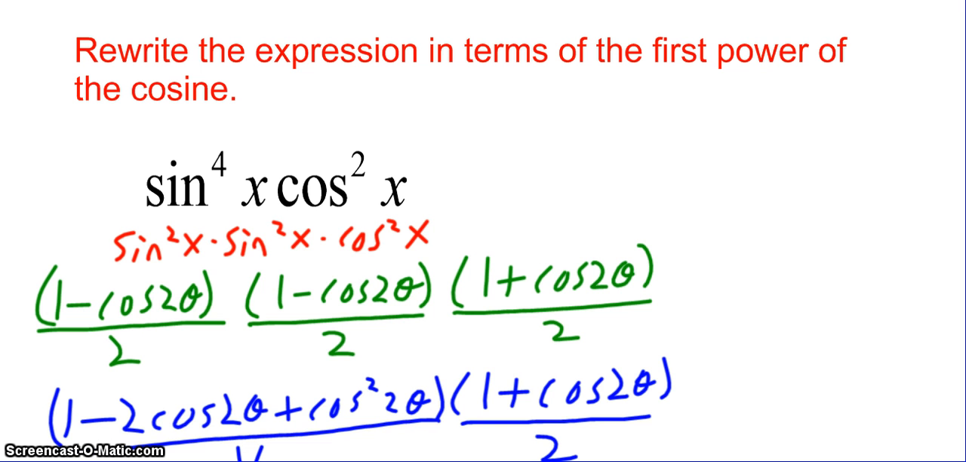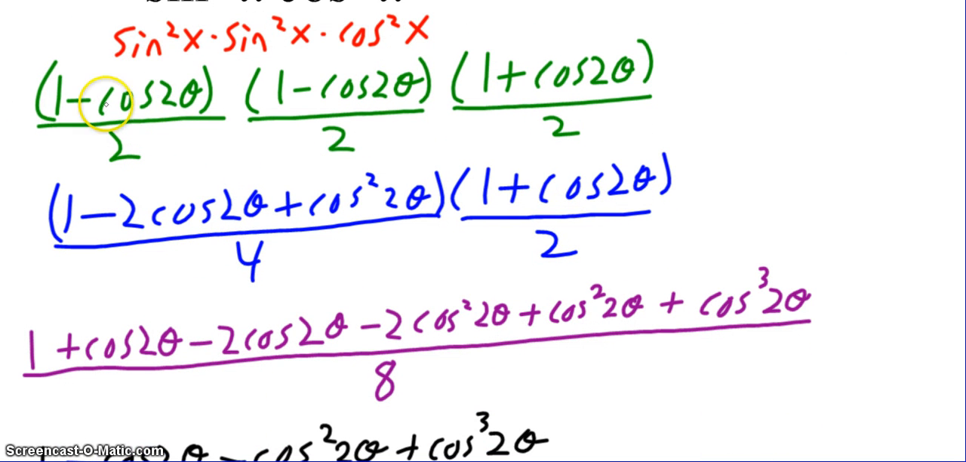Okay, so first recognize sine to the fourth x is sine squared x times sine squared x, and then I still have the cosine squared x. Alright, now for each one of these, use the power reducing formula. So sine squared of x is 1 minus cosine 2x over 2. Sorry, it should be x. I switched it to theta. That's not important.